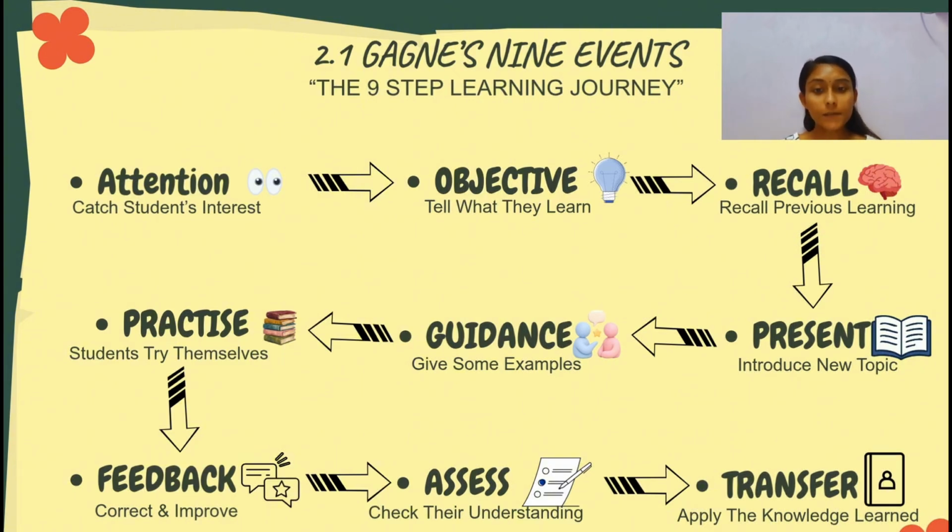I'm going to explain about Gagne's 9 Events of Instruction used in our simple past tense lesson. First, we gain students' attention by using pictures and questions. Second, we explain the learning objective. Third, we recall students' previous knowledge about verbs. Fourth, we present the new topic, including regular and irregular verbs. Then we provide learning guidance through examples and explanation.